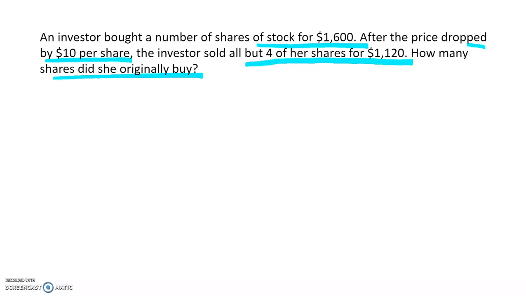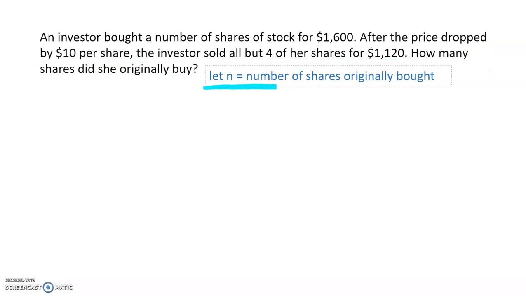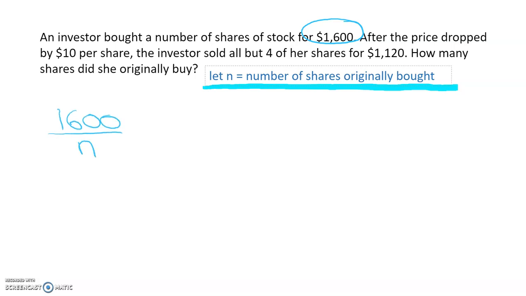So our variable is here, how many did she originally buy, because that's what we want. So I'm going to let N equal the number of shares originally bought or purchased. So if N was the original amount purchased and they cost $1,600 in total, then the amount each is 1,600 divided by N. For example, if she bought 100 shares, they would have been $16 each.